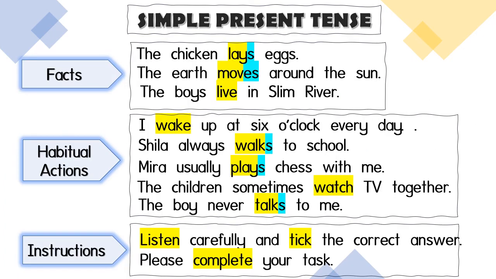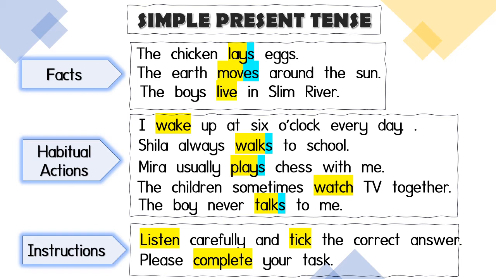Simple present tense. We normally use simple present tense when we talk about facts. Okay, fakta. For example, the chicken lays eggs. The earth moves around the sun. The boys live in Slim River. When we talk about facts, then we use simple present tense.